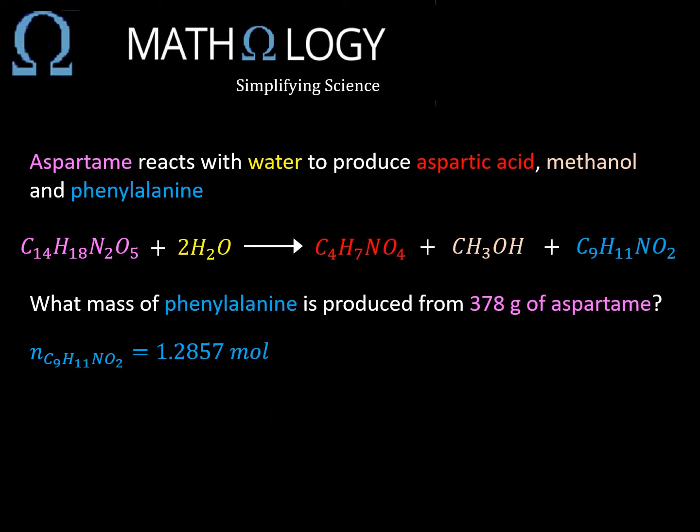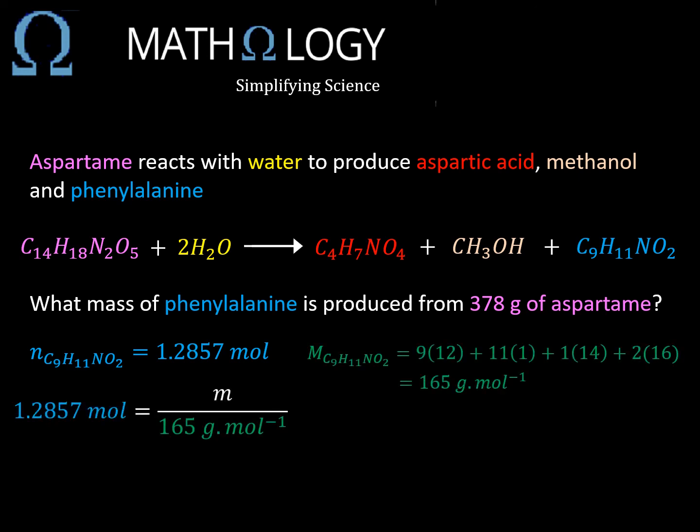And now that we know how many moles of phenylalanine are produced, we can calculate the mass of phenylalanine produced from 378 grams of aspartame. Thus, 212.14 grams of phenylalanine are produced from 378 grams of aspartame.